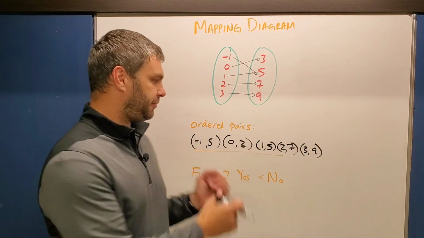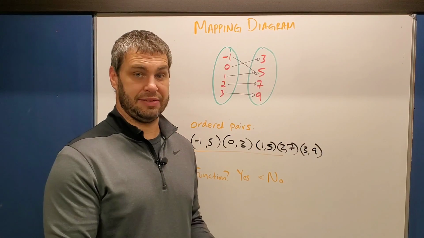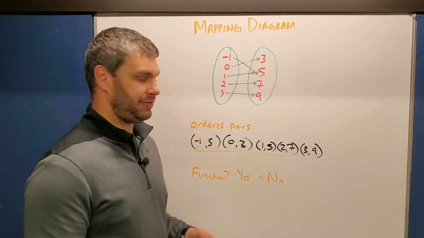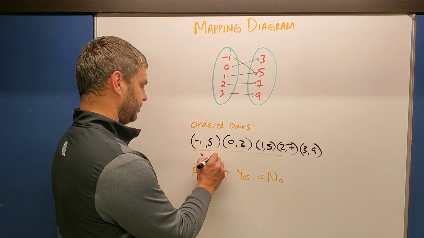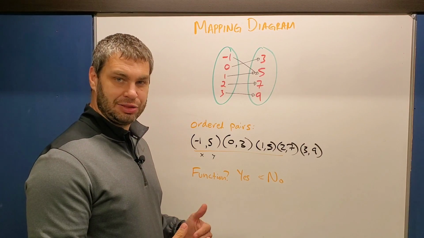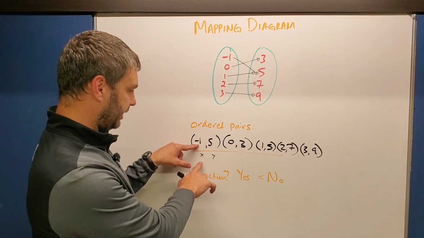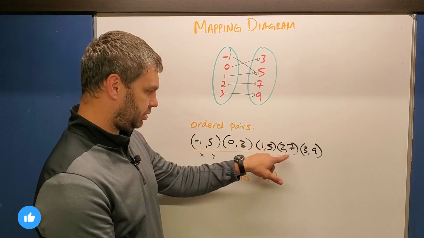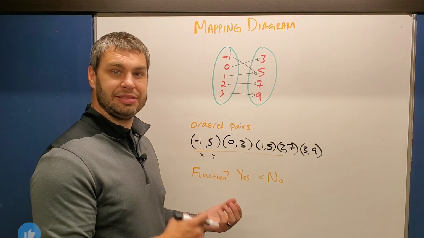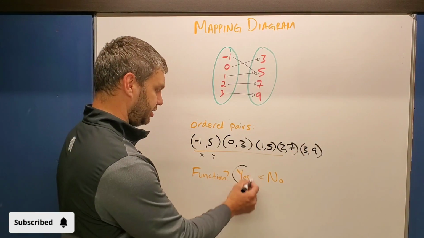Okay, so we have these 5 ordered pairs, and then to decide if this is a function or not, we're going to look at the x values. Remember, this is all written in the form (x, y), and if any of the x's repeat, it's not going to be a function. So I have a -1 as this x, a 0, a 1, 2, 3. Those are all different. So because none of them repeat, this is a function. I'm going to say yes.